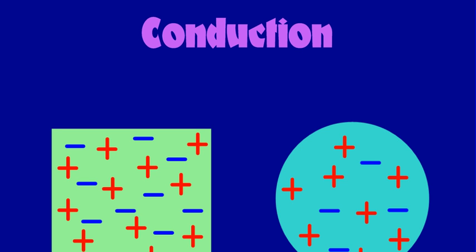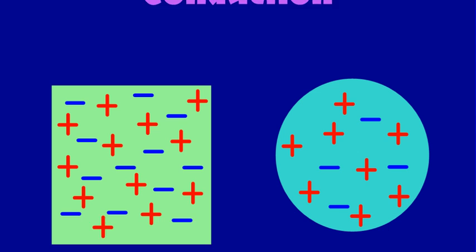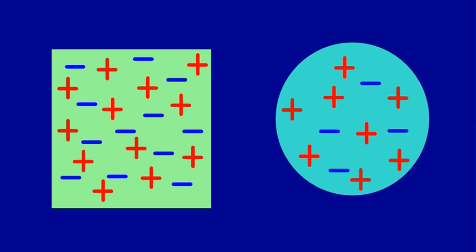With charging by conduction, you need at least two objects. Both must be conductors. At least one of the two objects must be initially charged, either positively or negatively. The two objects I'll demonstrate with are this green block and this blue sphere. If you were to count the charges on each, you'll notice that the green square is neutral, meaning that it has the same number of positives and negatives. And the blue circle is positive, meaning that it has more positive charges than negative charges.